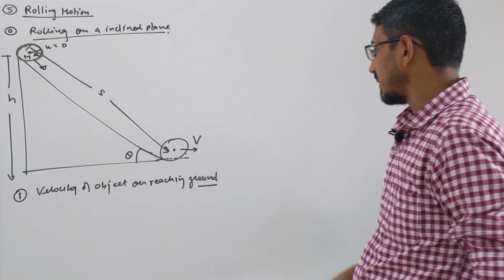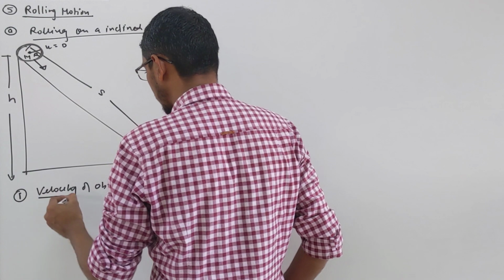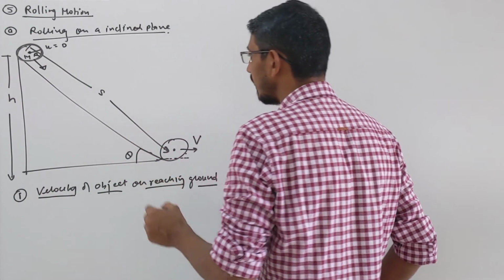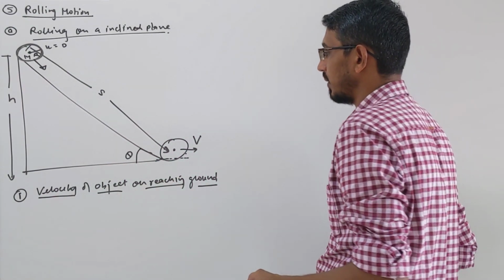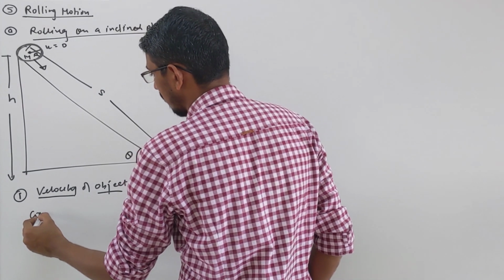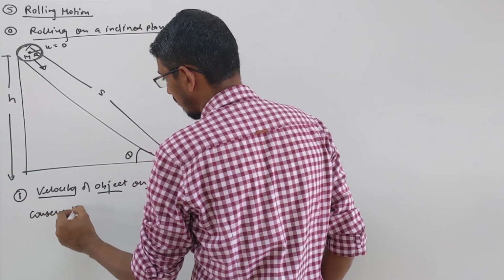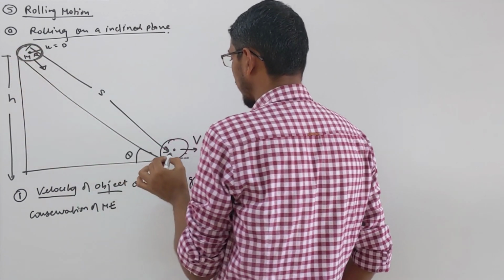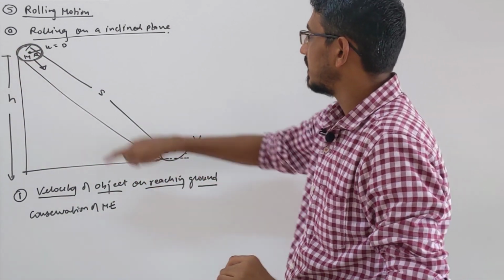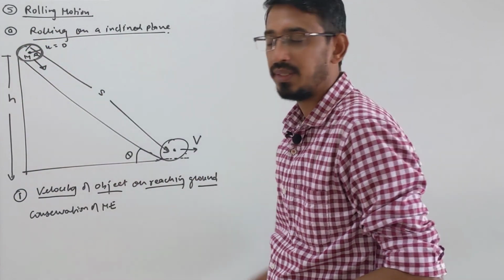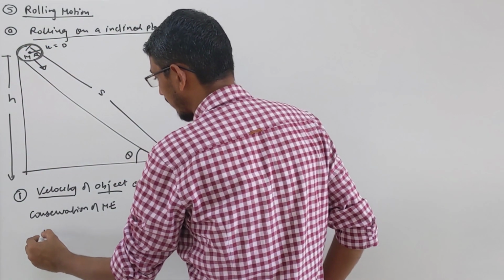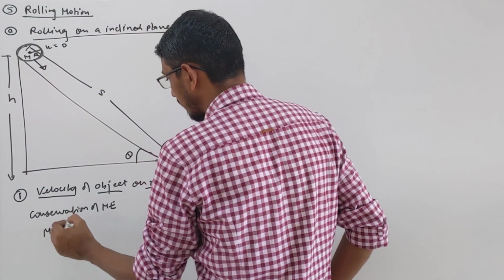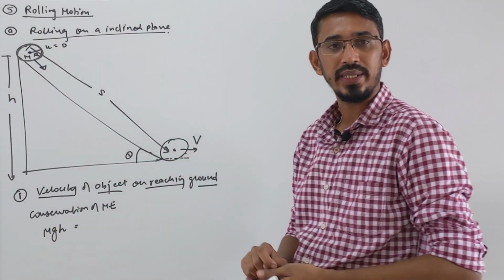To find this velocity, simply we can write conservation of mechanical energy. Energy at that point should be equal to energy at that point. Energy at the top is potential energy, because of the height, so that's simply mgh. So I'm writing mg and h. That's the potential energy at that point.